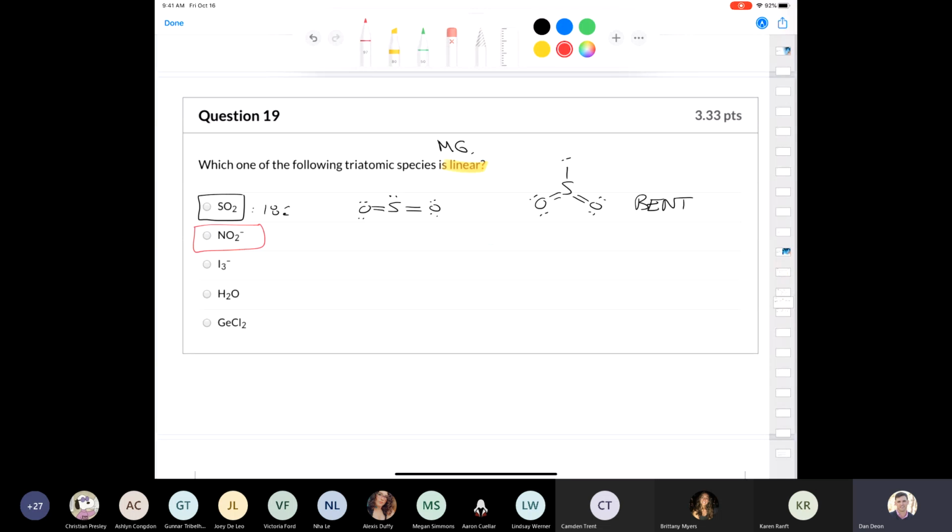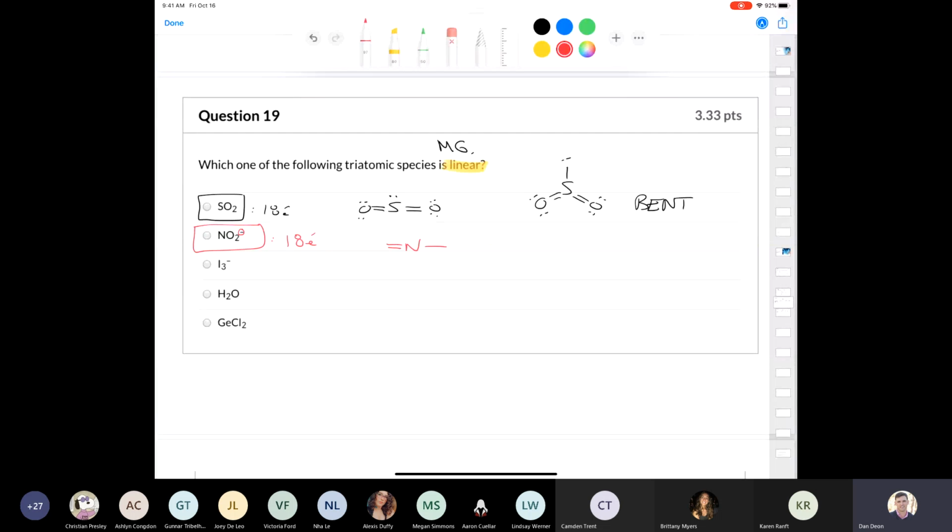This is a nitrite anion. How many total valence electrons do we have in the nitrite? Well, we've got 5 from the nitrogen. We've got a total of 12 from the 2 oxygens. So 5 plus 12 gives us 17. We have a -1 charge. We've got a total of 18 valence electrons. I'm going to put my nitrogen in the middle because it's the less electronegative element. Remember that nitrogen likes to have 3 bonds and 1 lone pair, so I'm going to start like that.